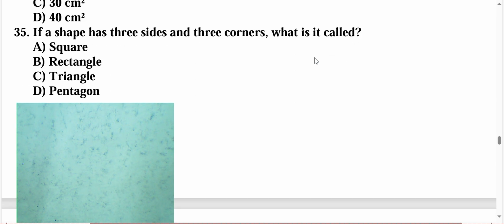Next question, number 35. If the shape has 3 sides and 3 corners, what is it called?